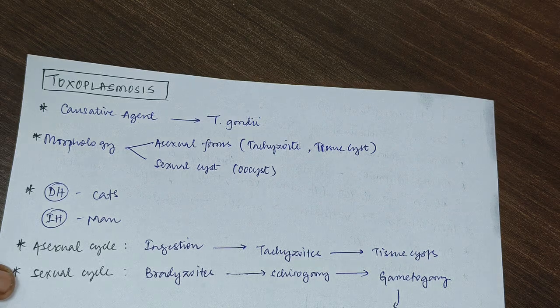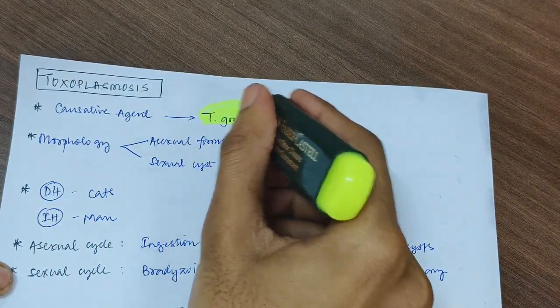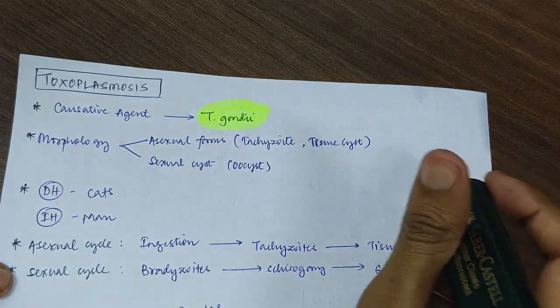Toxoplasmosis. What is toxoplasmosis? The causative agent is Toxoplasma gondii. It's a parasite. Toxoplasma gondii.